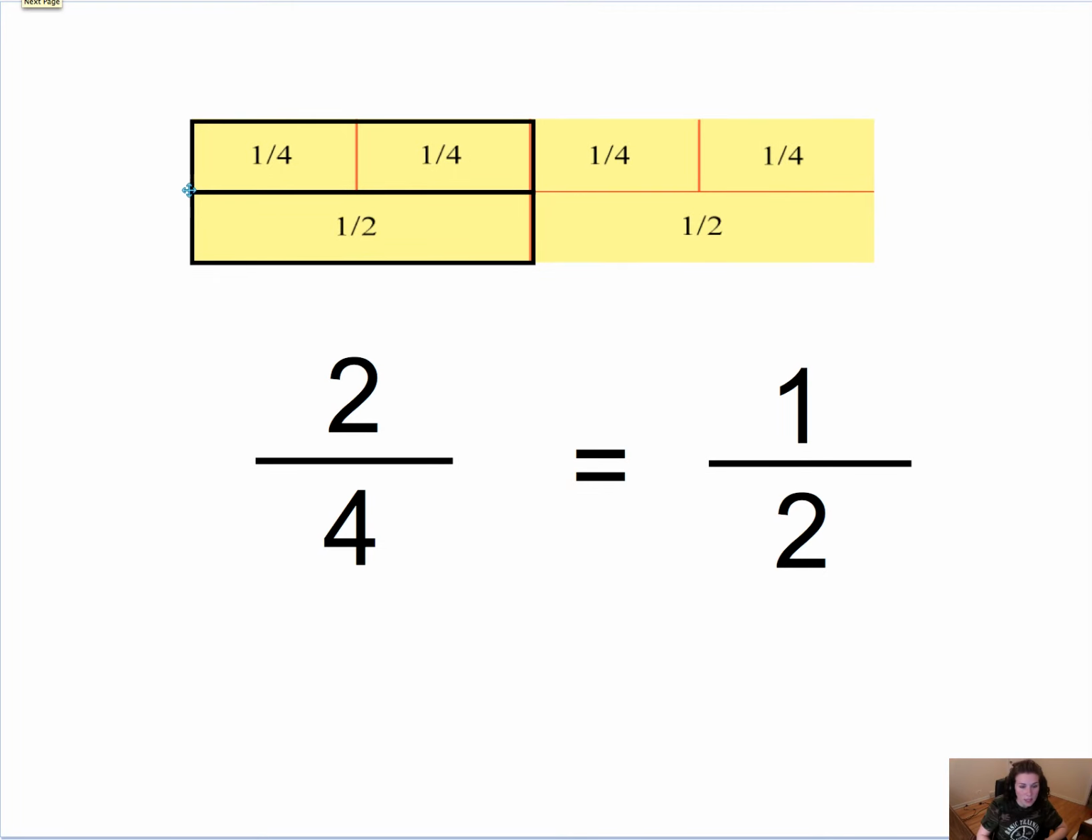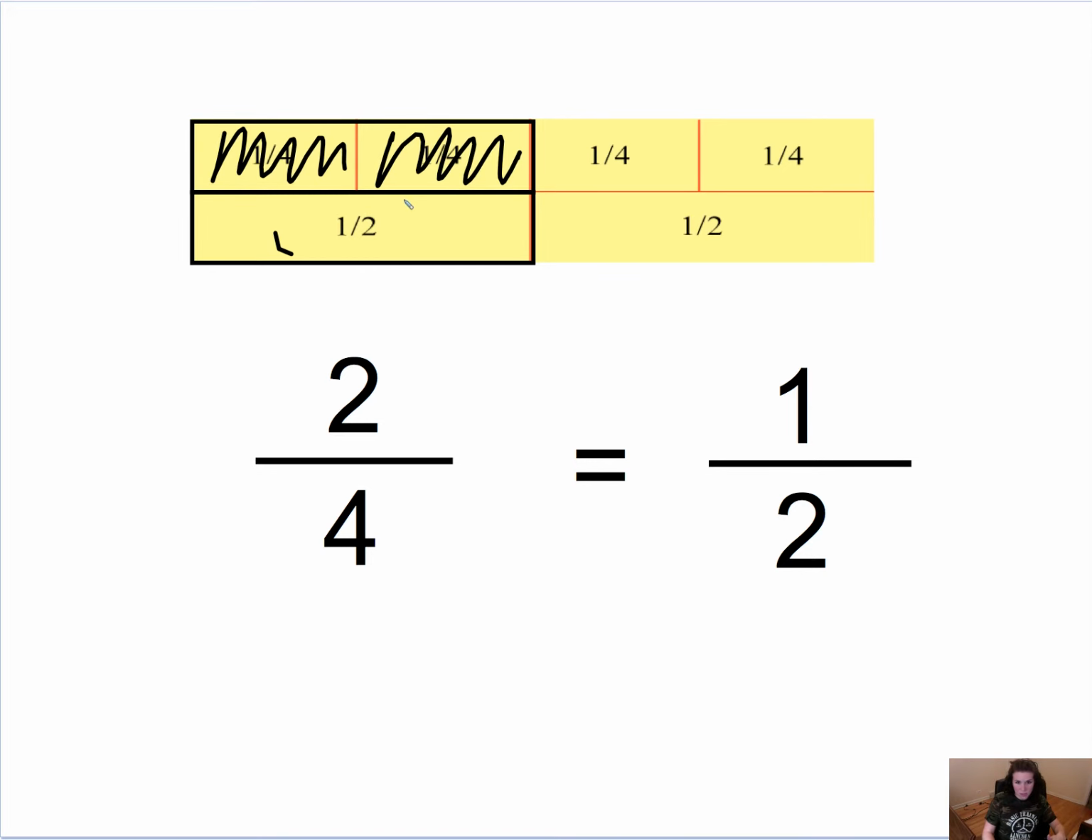If I take the same fraction bar, same size, but instead of splitting it up into fourths, I split it up into halves, I can see that 1/2 is the same as our 2/4. That was our 2/4 there. 1/2 is equivalent. That means that 2/4 is equivalent to 1/2. And we can see that 1/2 is the simplest that it can get because 2 is a prime number. 1 and 2 have no common factors, so we're done. It's as simple as it can get.